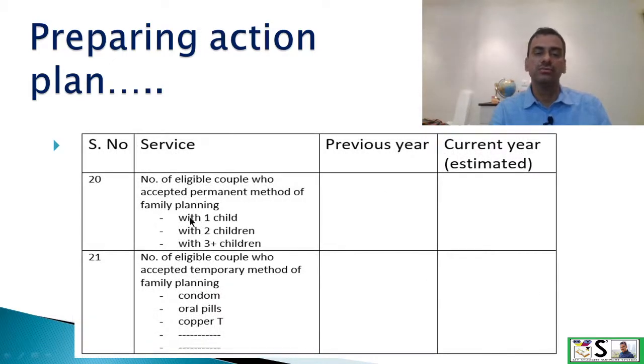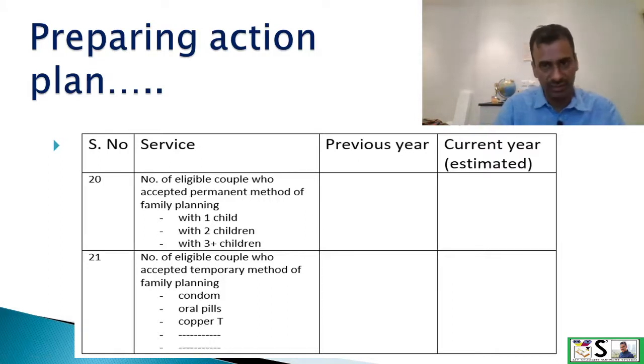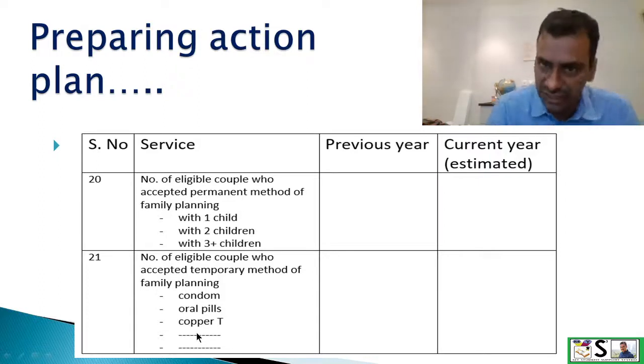Then we write the number of eligible couples who have accepted permanent methods of family planning. Separate data we write with 1 child, 2 children, or 3+ children, previous year and current year. The number of eligible couples who have accepted temporary methods of family planning, and separately we write how many used condoms in the previous year and what is the estimation, oral pills, copper T, and any other temporary method used in the area.